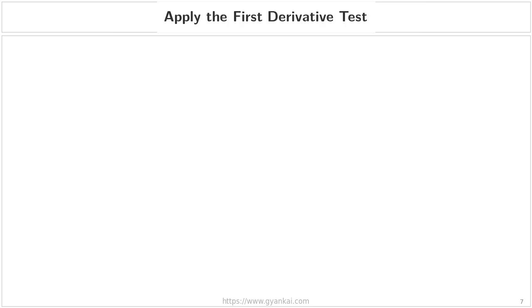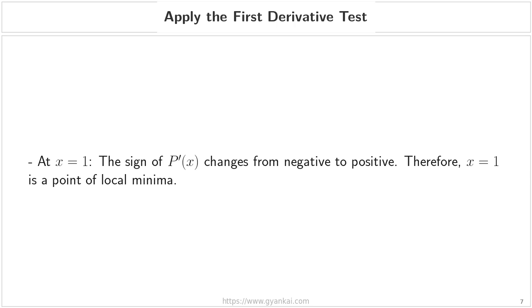Apply the first derivative test. Now that we have tested the signs of the derivative in the previous slide, let us apply the working rule to classify our critical points. First, let us look at x equals 1.